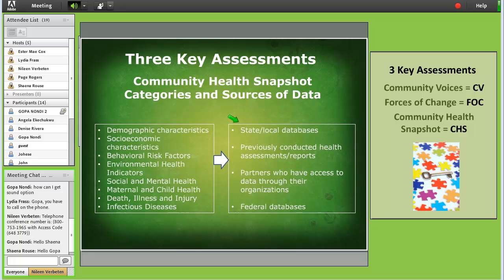DHEC, of course, has a ton of data, as does the South Carolina Budget and Control Board, Office of Research and Statistics. Hospitals, as mentioned before, are required to collect data. And then you may identify some local partners within your community who collect their own data. There are also some federal databases. For example, the County Health Rankings is a report that collects data from counties across the country.